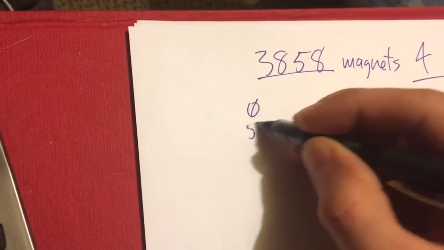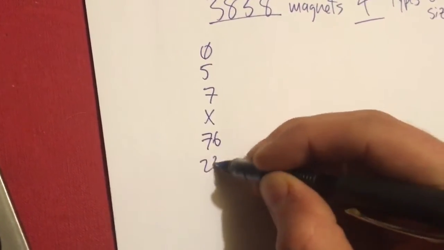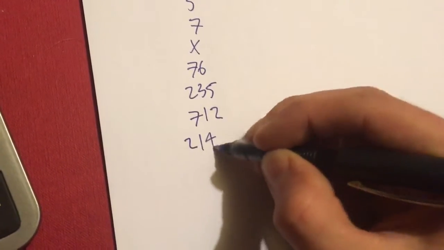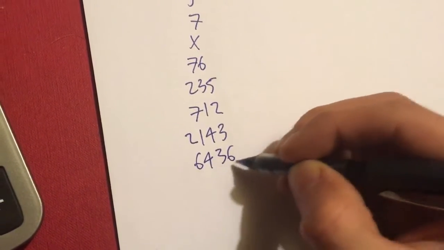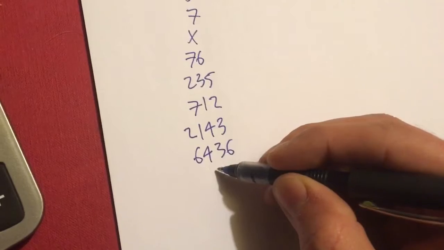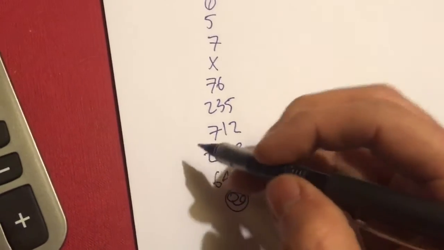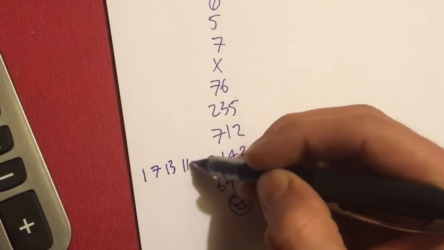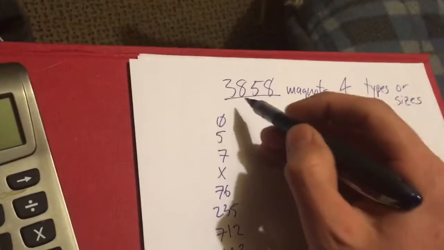Okay, so essentially what I'm doing is I'm looking at the 0, I'm looking at the 5, I'm looking at the 7, I'm looking at the X, I'm looking at the 76, I'm looking at the 235, I'm looking at the 712, I'm looking at the 2143, and I'm looking at the 6436, or your 649, which is also at a different layer, a circled 69. Now, again, right here, it's 1, 7, 13, 110. Making this shape. And I'm going to get that again.